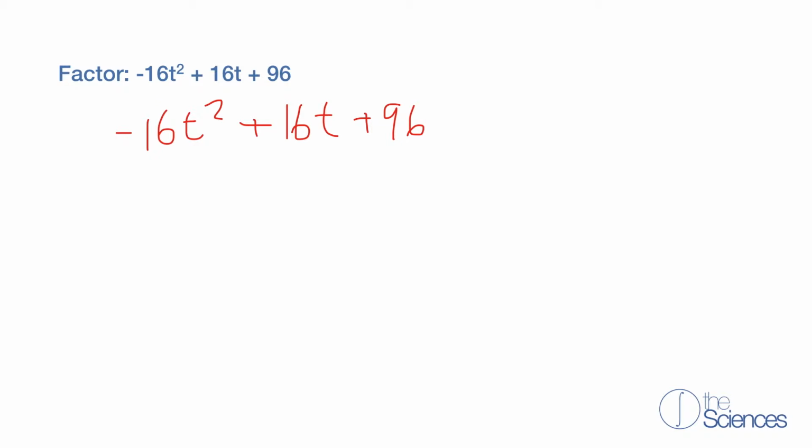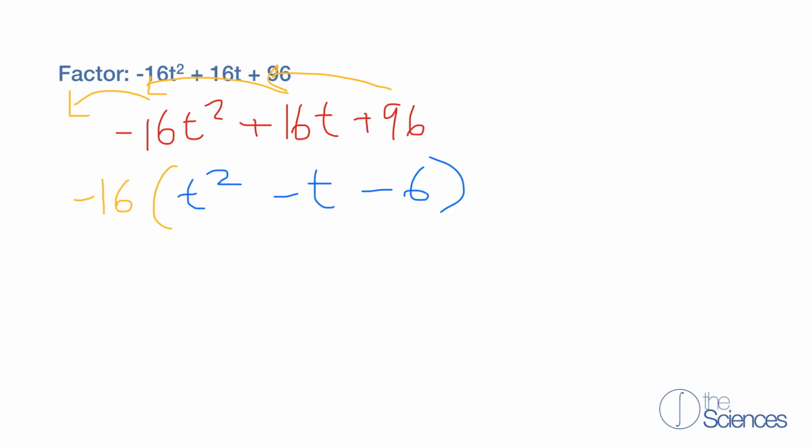So now what we want to do is factor out negative 16 from each term. So when we do that, we get negative 16 times what to get t squared? So that's t squared. Negative 16 times what to get positive 16t? Well, that's negative t. And negative 16 times what to get positive 96? So that's negative 6. So here we have a negative 6. So we want to find factors that are multiples of negative 6.